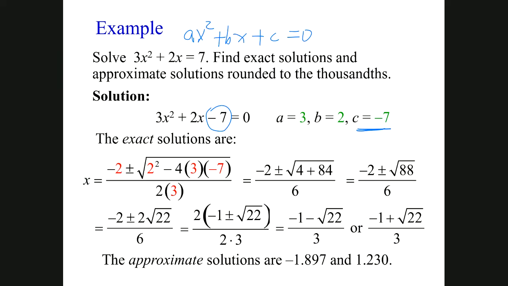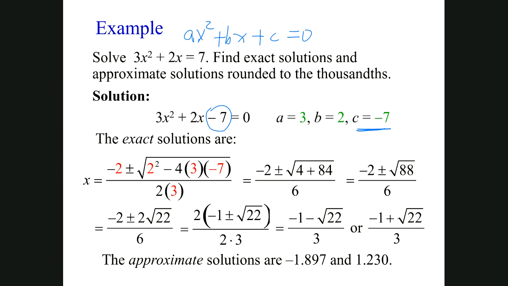So negative b, b here is 2, so -2 plus minus the square root of b squared minus 4ac, c is -7, right? And then you do the calculation, so that's 4, negative, this will become positive, okay? So you have 4 plus 84, which is 88 inside the square root. This one you have to simplify, okay?